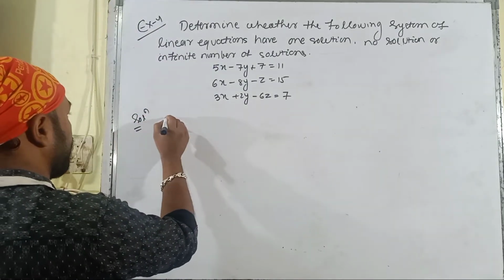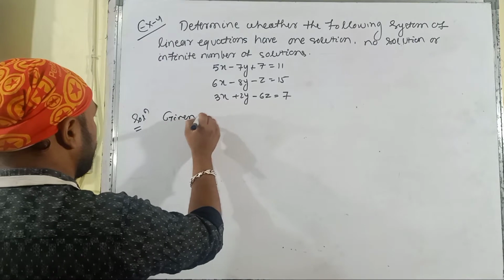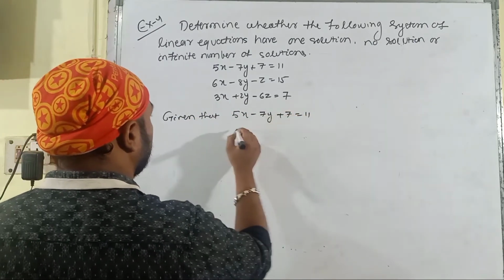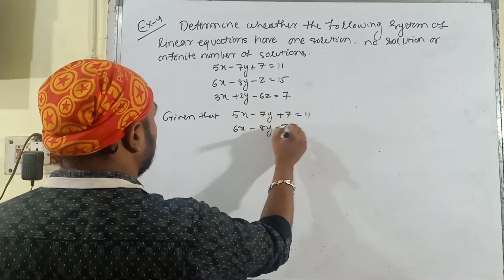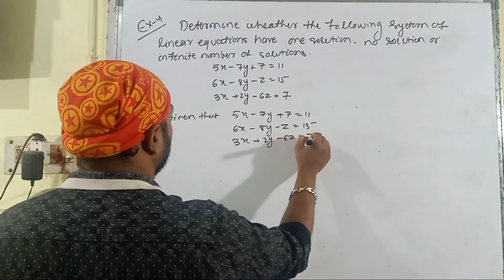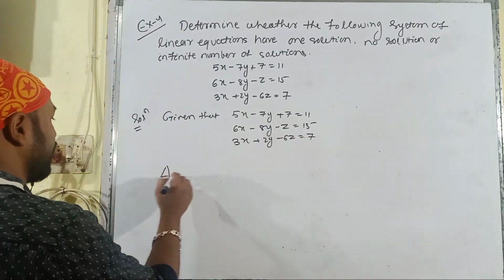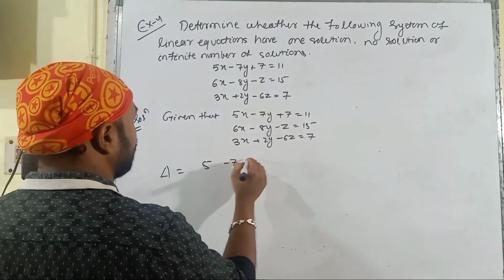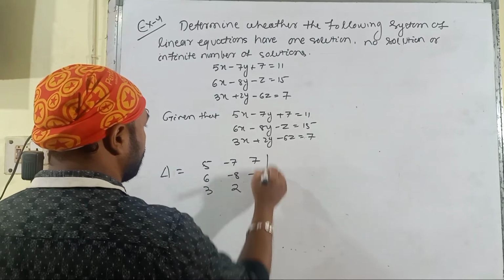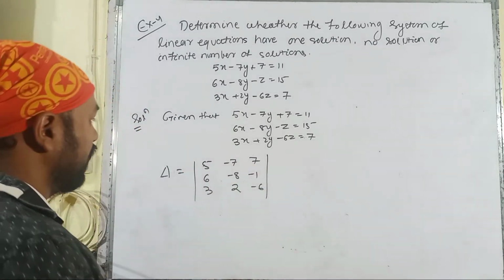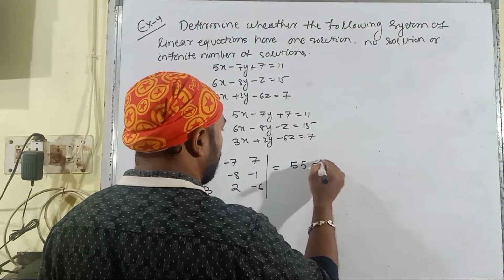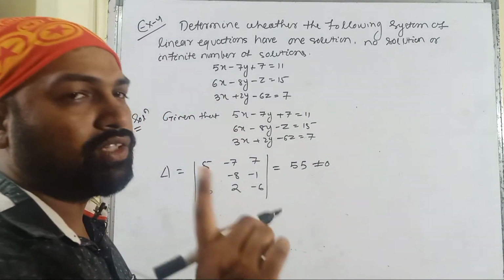So first of all, we have to write down the given equations here. Given that 5x minus 7y plus 7z is equal to 11. Then 6x minus 8y minus z is equal to 15. 3x plus 2y minus 6z is equal to 7. Then here delta is equal to the determinant 5, minus 7, 7; 6, minus 8, minus 1; 3, 2, minus 6. And by evaluating the determinant, we are getting 55 as a result, which is not equal to 0. So the system has one solution.